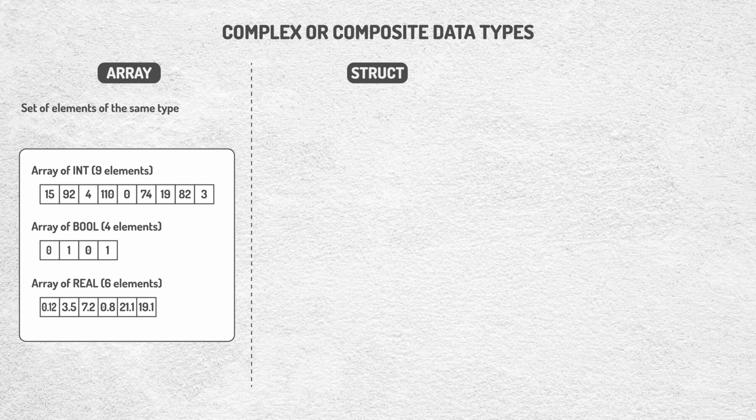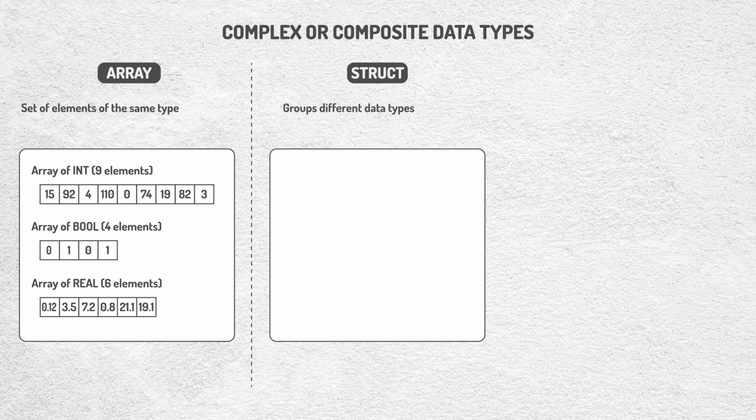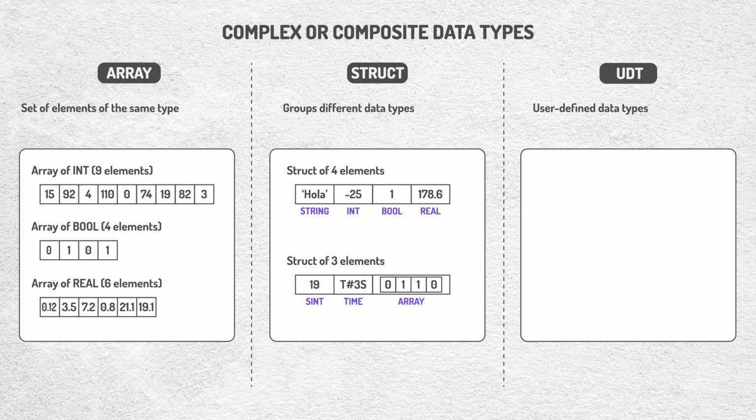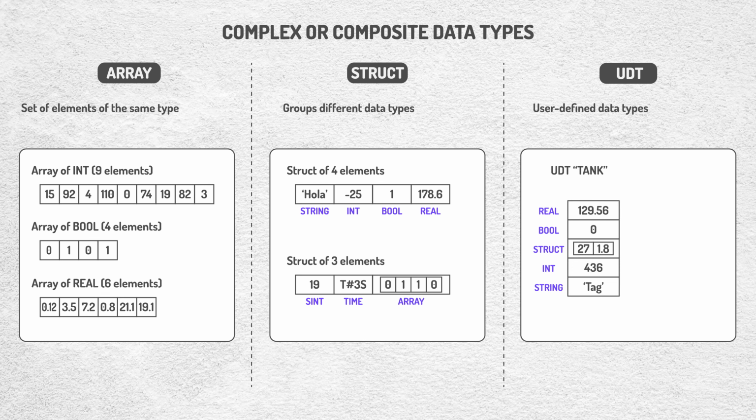The struct data type groups different data types under a single name. It is like a package that can contain integers, reals, character strings, or any combination needed to represent a more complete entity. The UDT type, or user-defined types, are created by the programmer from basic data, arrays, and structs. They are used to build custom structures adapted to the specific application.